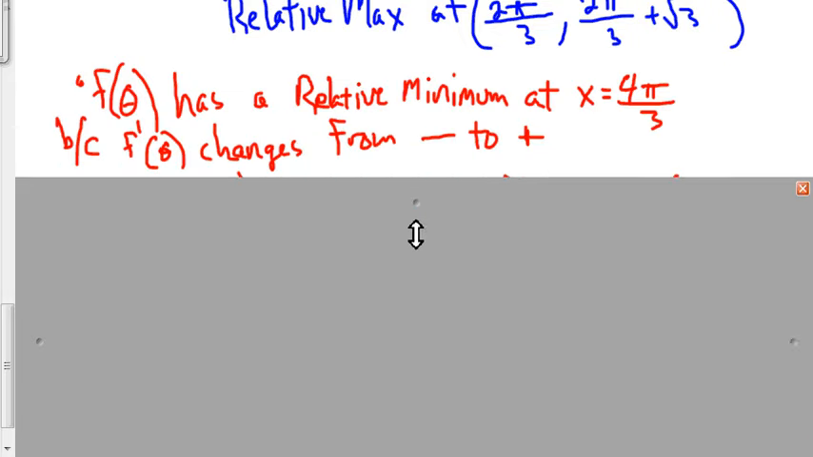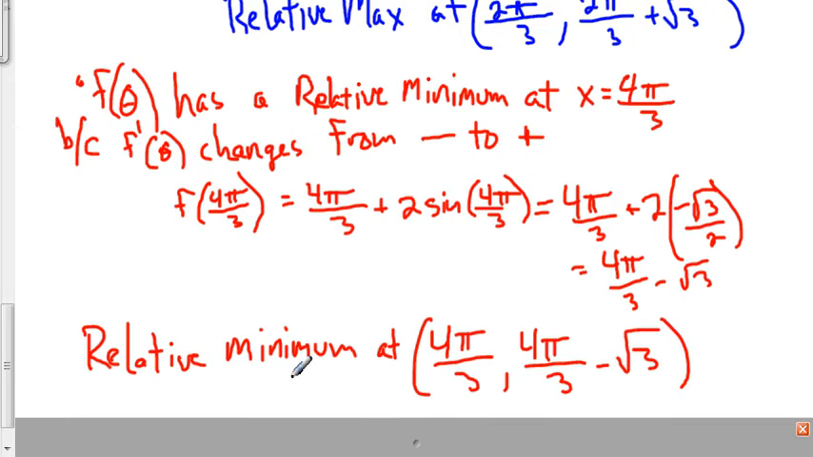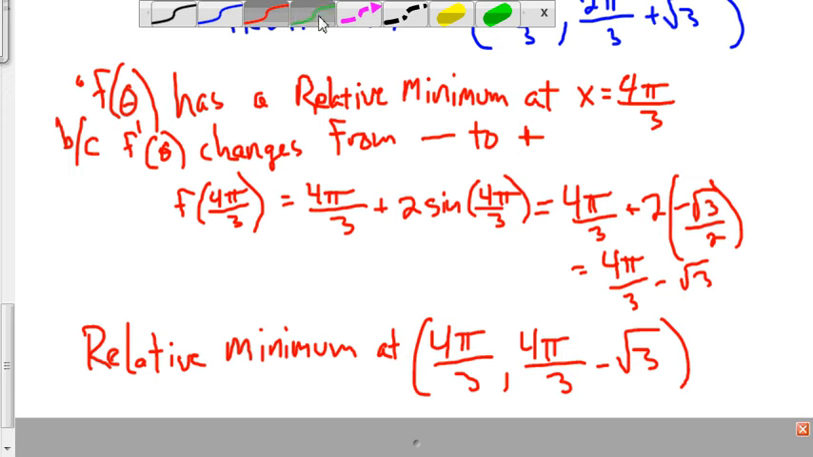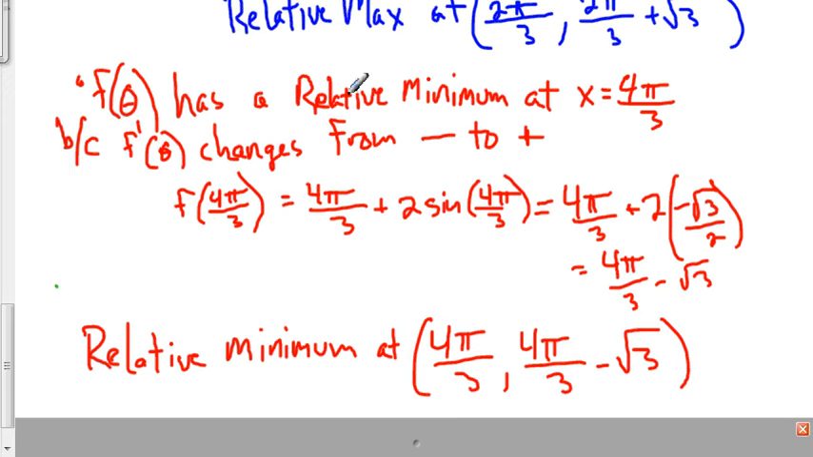Now let's look where the minimum occurs. Very similar, same process. You're going to start to see these analytical ones, the same process over and over again. So the original function has a relative minimum at x equals 4 pi over 3. Why? Because the derivative changes from negative to positive. Substitute it in. So 4 pi over 3 plus 2 sine of 4 pi over 3. We get the same thing, square root of 3 over 2, but the sign in the third quadrant is negative. These two cancel out, so I get 4 pi over 3 minus square root of 3. So the minimum occurs at 4 pi over 3, comma, 4 pi over 3 minus square root of 3. So that's your x-coordinate, that's your y-coordinate.